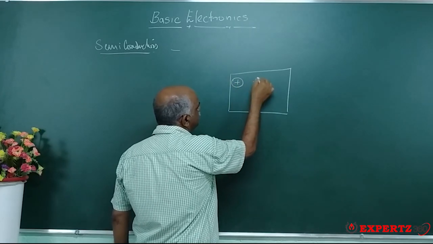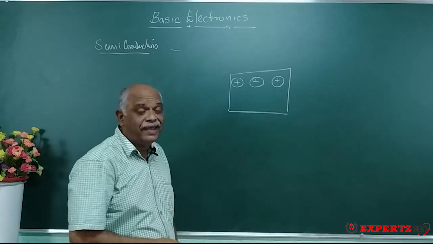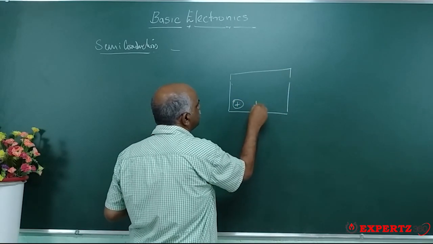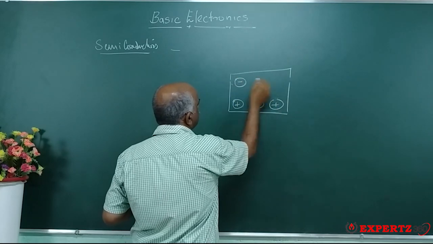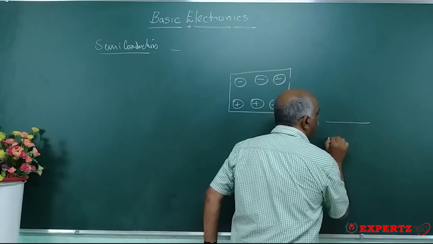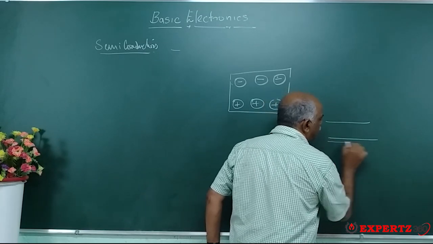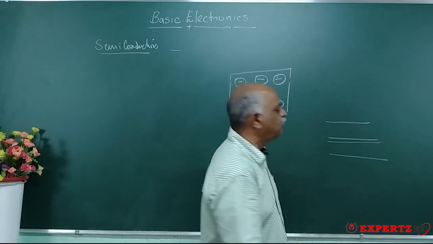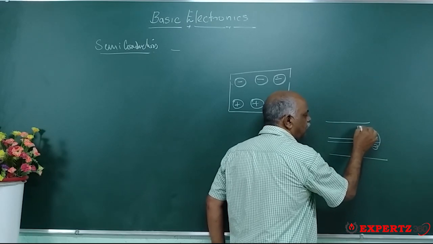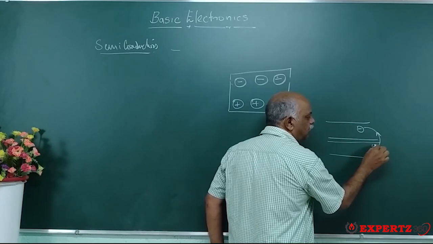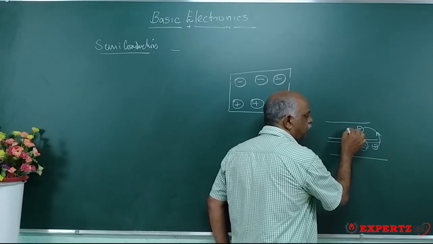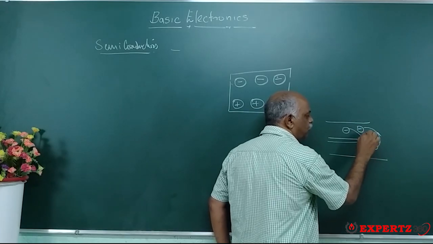positive holes. A hole is a vacancy of an electron. I'll draw the holes down. When the electrons are excited, an electron jumps into the conduction band. Once it jumps into the conduction band, a vacancy of an electron is created, which you call a hole. Again, the next electron jumps, and again you have a vacancy over there, that is a hole.